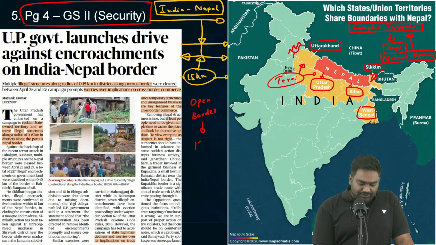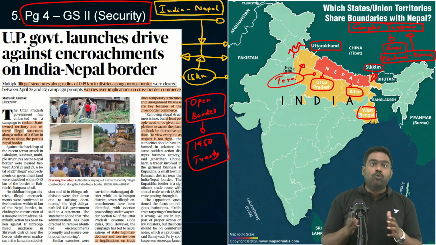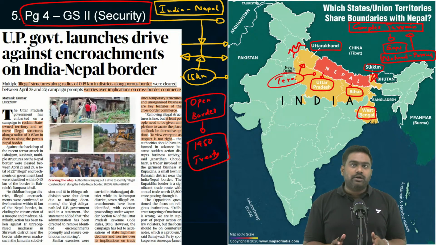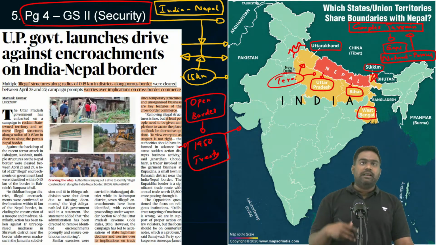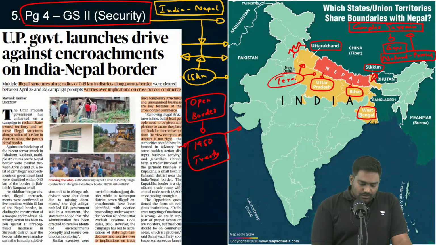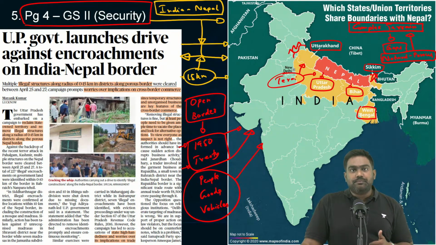Under the 1950 Treaty of Peace and Friendship, which is the foundation of India-Nepal relations, the two countries have decided to keep their borders open, meaning we have no hard border controls. It's a soft open border, which means Indians don't need a passport or a visa to enter Nepal and vice versa. It allows for free movement of people and goods, including goods-carrying vehicles.